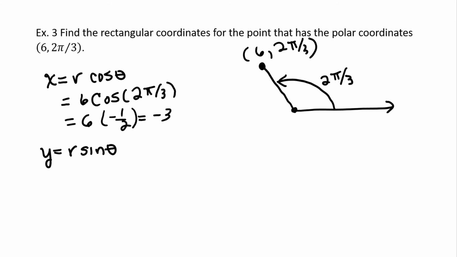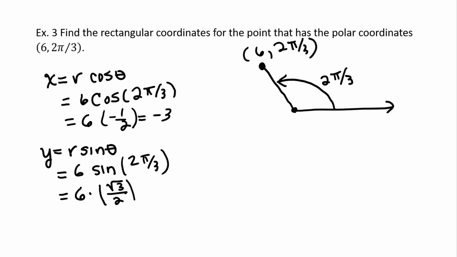Now let's do this for the y. Y equals r sine theta, so y equals r, which is 6 times the sine of 2 pi over 3. So we're going to have 6 times, 2 pi over 3 is in the second quadrant, and the sine is positive in the second quadrant, and the value of the sine at 2 pi over 3 is square root of 3 over 2. We can multiply that across and we'll end up getting 3 times the square root of 3.